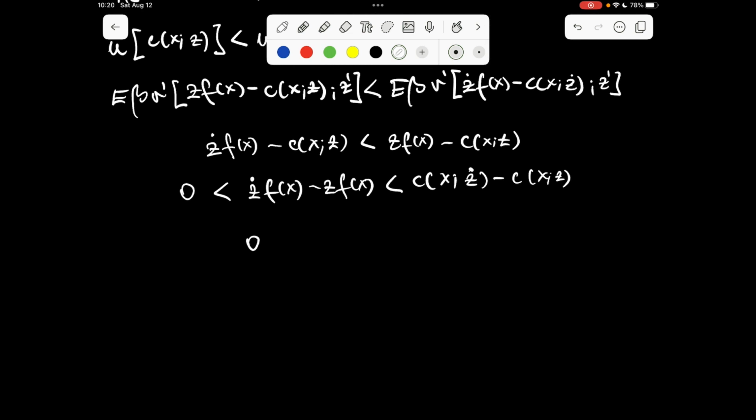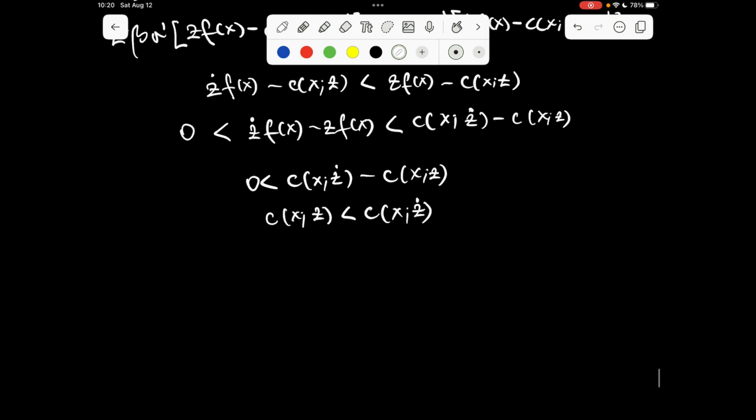So it follows immediately. And finally, we receive that the consumption function is higher at higher values of the exogenous state. This is a contradiction. So we received that the policy function, it's not the policy function, the consumption function is increasing in its second argument too. That's all.